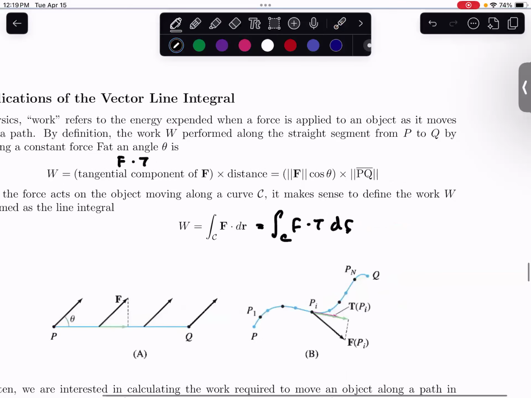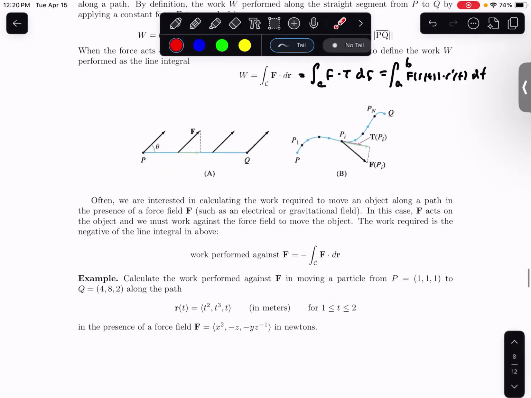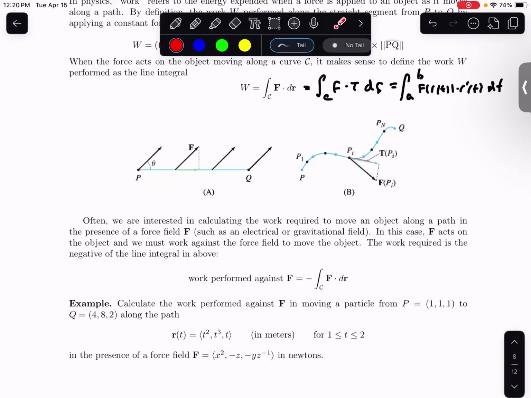And then from here, you can say this is equal to the integral from A to B of F of r(t) dotted with r'(t). So this is like the scalar line integral of the tangential component. Again, you don't have to have a great understanding. I'm just trying to explain things in case people are interested.